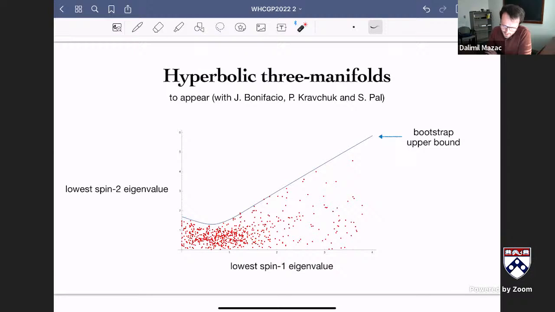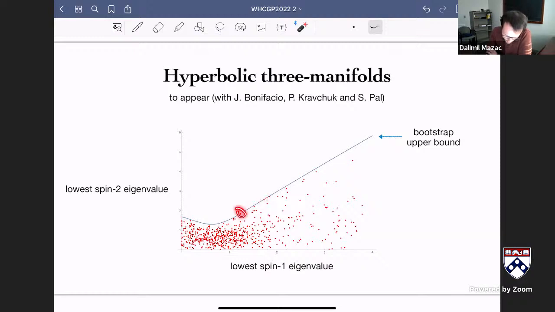And you can sort of see that the red dots lie in some region, which should be upper bounded by something. And indeed, if you adapt the same method that I explained today in 2D to 3D, you get an upper bound on lambda 1 and spin 2 as a function of lambda 1 spin 1. And the upper bound from the bootstrap looks like that, the blue curve.